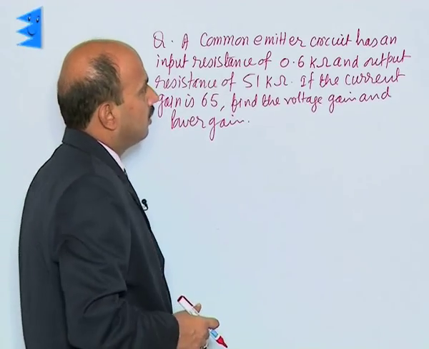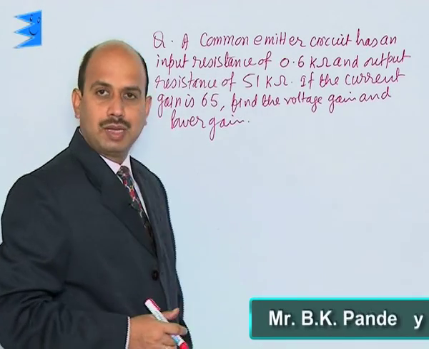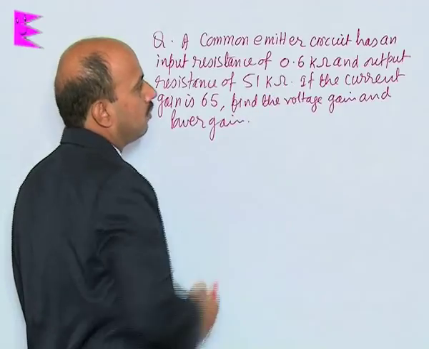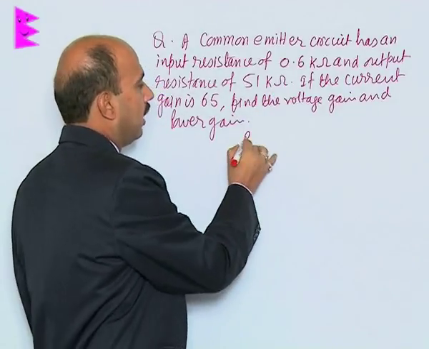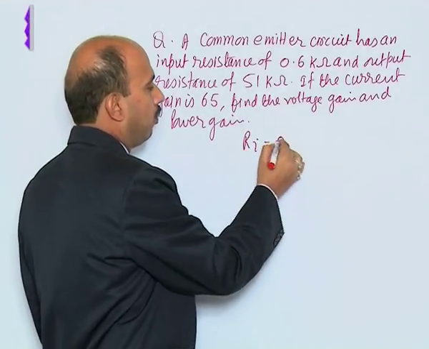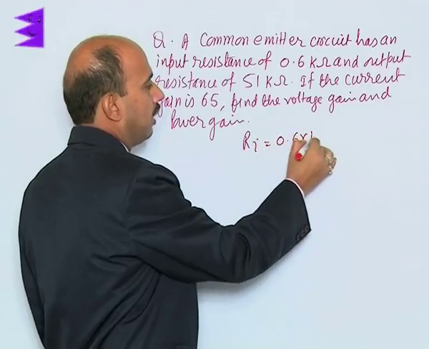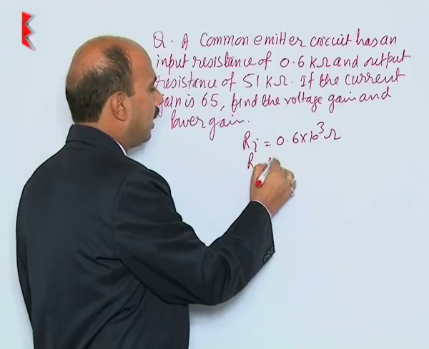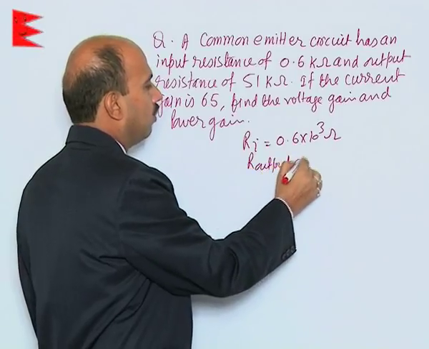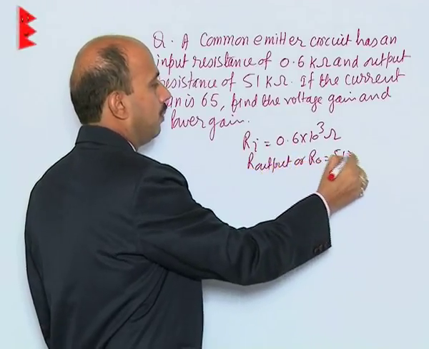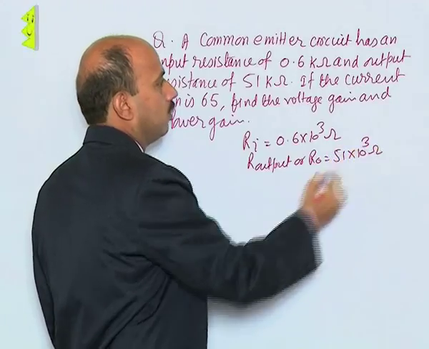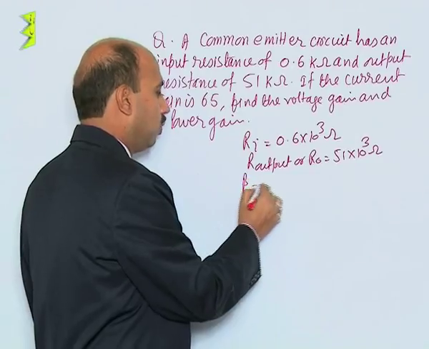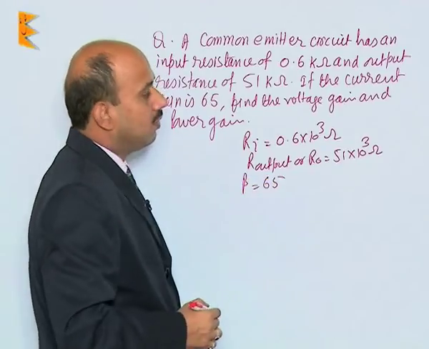Now, see here, this is the example question related to the common emitter transistor. The common emitter circuit has an input resistance of 0.6 kilo ohm, that means Ri is equal to 0.6 into 10 raised to power 3 ohm. Output resistance Ro is equal to 51 into 10 raised to power 3 ohm. If the current gain is 65, that means beta is equal to 65, what is the voltage gain?